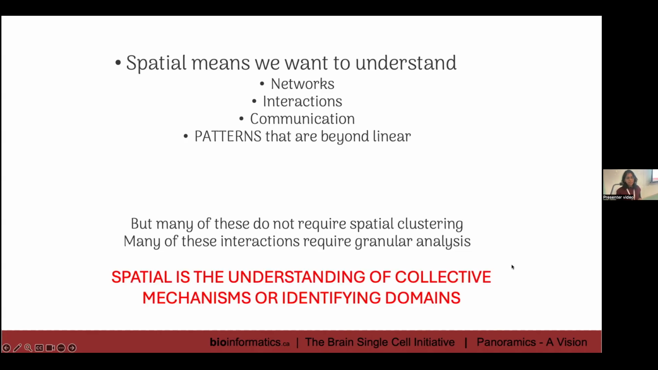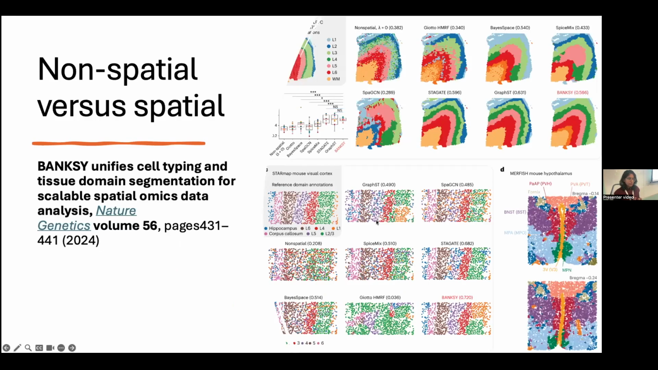So spatial is the understanding of collective mechanisms or identifying domains. All right. So start with the simplest model. Okay. So the next thing that I wanted to explore was non-spatial versus spatial. So this is the part where I wanted to talk about.